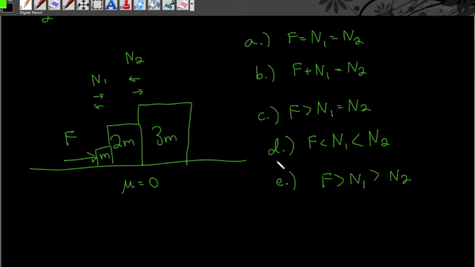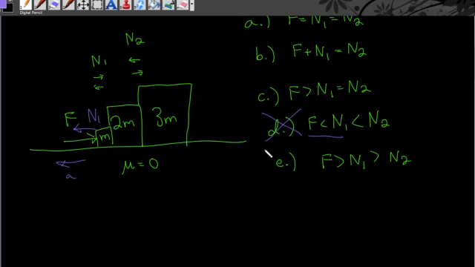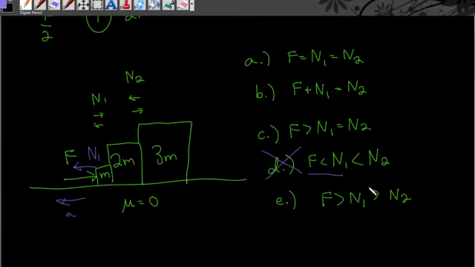Actually, as soon as I saw D, I could immediately tell that it was cap. Say that F is less than n sub 1. Then n sub 1 would be pushed back on this block, and if n sub 1 was greater than F, this block would be accelerating this way, which makes no sense. If you were pushing on a block and it just suddenly got pushed back like that, that's cap. Just from looking at the problem, I think E is the correct answer.